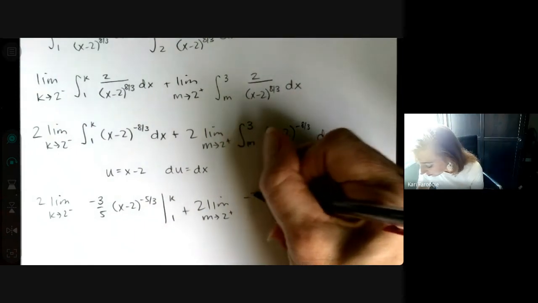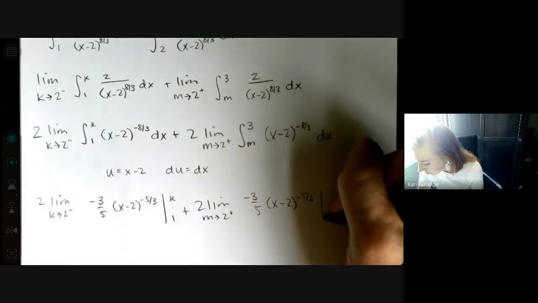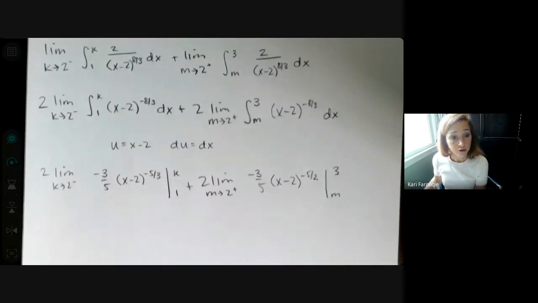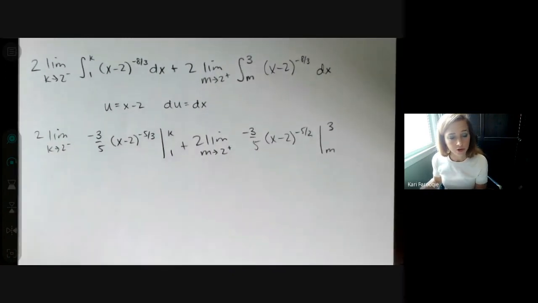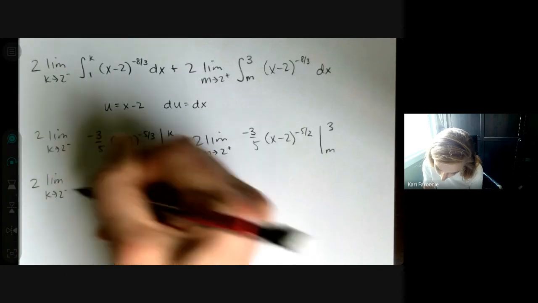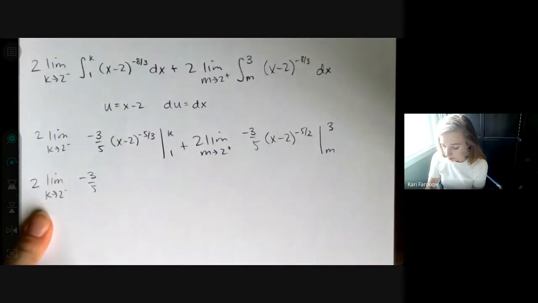And the same integral is going to work in both instances. Okay, so now you've integrated each piece, and once you've done that, you can go ahead and apply the FTC in both of those terms. So we'll have twice the limit as k approaches 2 from the left. If you want to even move the 3/5 out, you can. If you want to leave it, that's fine.